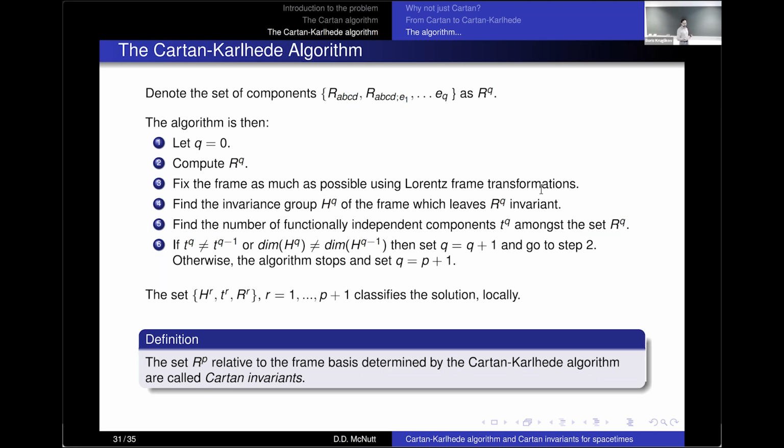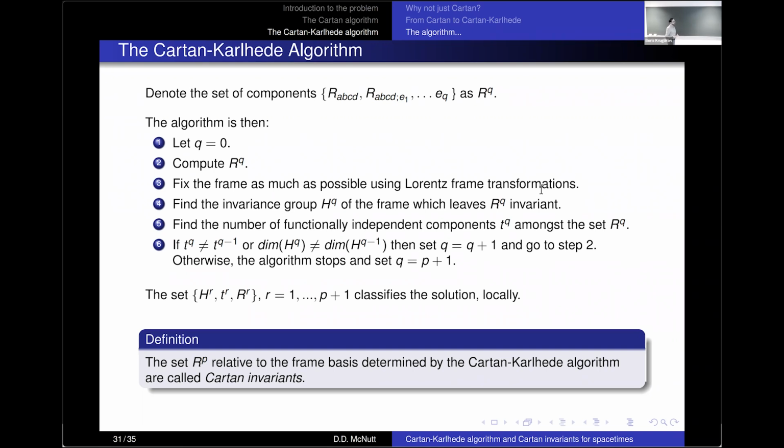I wish I could talk about the story of how it was derived, some of the failures in getting to this. But what we're going to do is denote the set of components of the curvature tensor, its first covariant derivative, up to its qth order covariant derivative, as RQ.